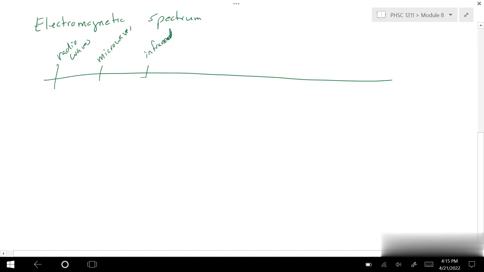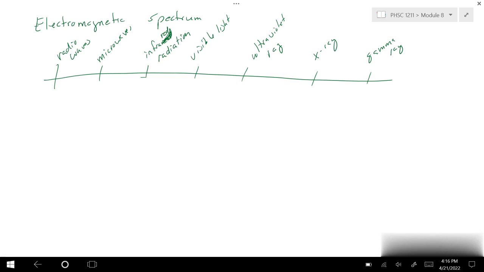Infrared radiation, visible light, ultraviolet rays, X-rays, and gamma rays. Okay, so these are the 7 components of the electromagnetic spectrum that we deal with. And in reality, everyone is familiar with some of these at least. Radio waves, I know you're very familiar with.